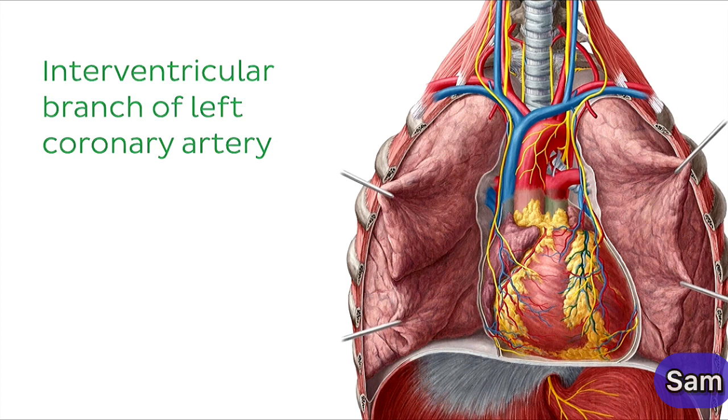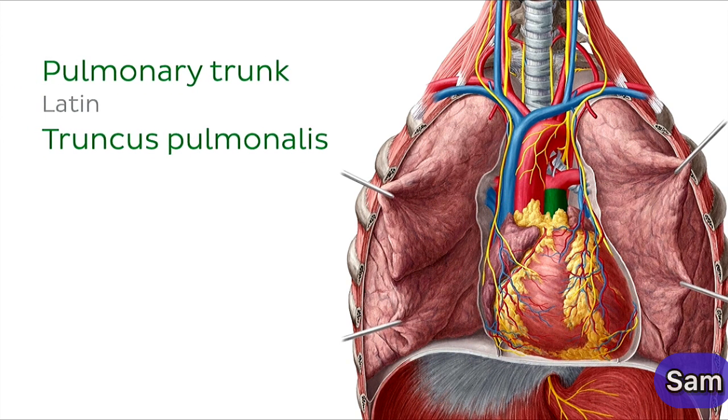And finally, here we have the pulmonary trunk. We briefly saw this structure earlier when we talked about the conus arteriosus, which sits just inferior to the pulmonary trunk. And this artery is unique because it actually carries blood that is deoxygenated.